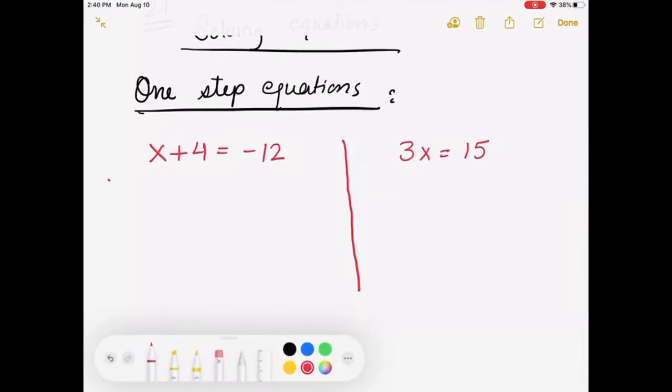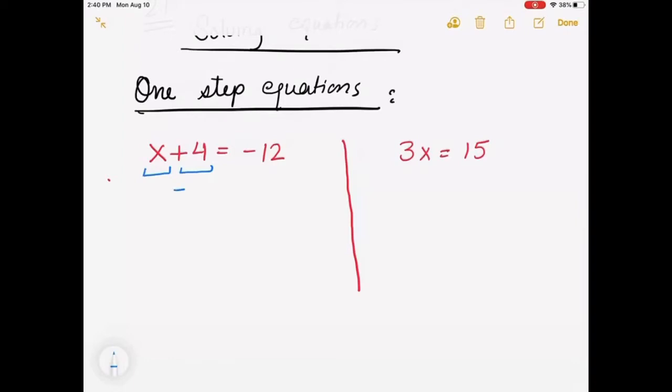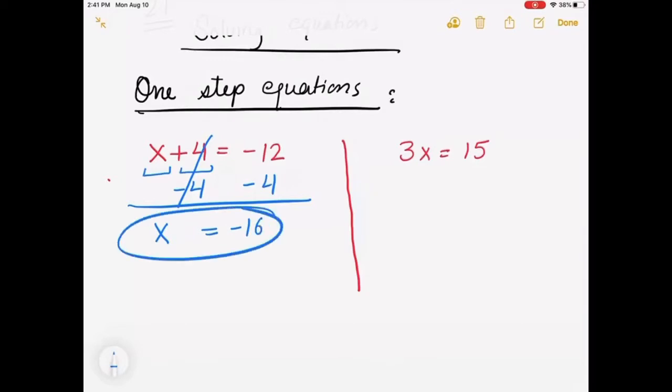If I look at problem one on the left side, what I see is this x has this 4 added to it. How would you get rid of that 4? I would just do its inverse. So I would take away 4 from both sides. This is how this 4 is going to get canceled out. And now just simplify like normal. So x is equal to negative 16. And here you go, that's my answer.